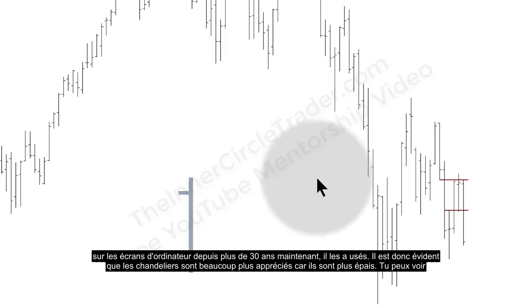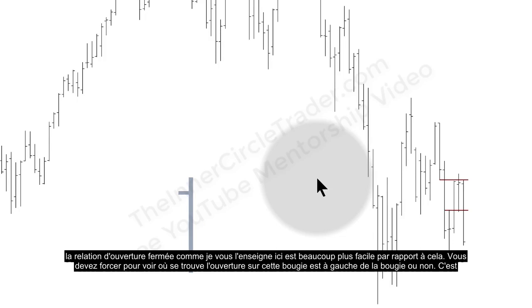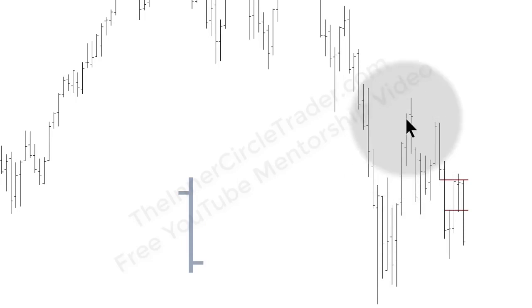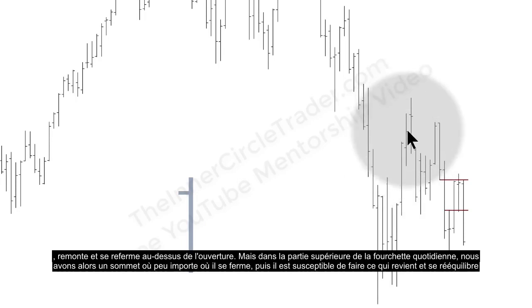So obviously candlesticks are a much more preferred way of looking at it because it's thicker. You can see the open and close relationship as I'm teaching you here a lot easier versus this. You have to strain to see where the opening is on this candle is to the left of the candle, or not. It's not even a candle, it's a bar. So to the left of the bar is the open. It trades down, creates the low, rallies up and closes near the high. See that? Same thing here. It opens, trades down, goes up and closes above the opening, but in the upper portion of the daily range.